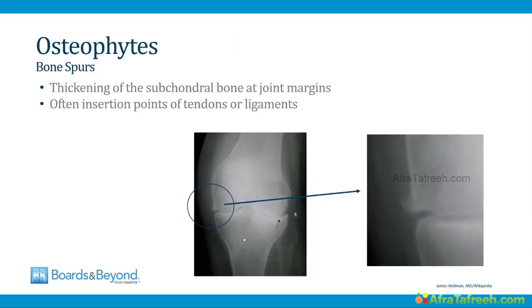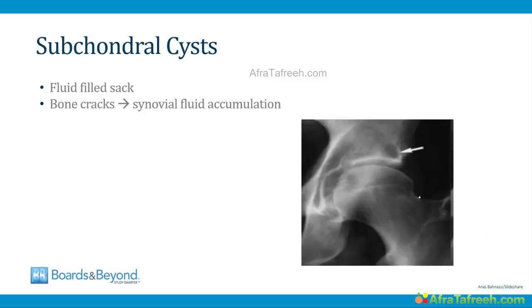And then osteophytes or bone spurs occur due to thickening of subchondral bone at the margins of the joint. This is one right here. I've zoomed in so you can see it over here on the side. This often happens at insertion points of tendons or ligaments in patients who have osteoarthritis. And then finally, a subchondral cyst is a fluid-filled sac that develops below the joint space. This happens when patients develop cracks in the bones and synovial fluid accumulates in a fluid-filled sac.